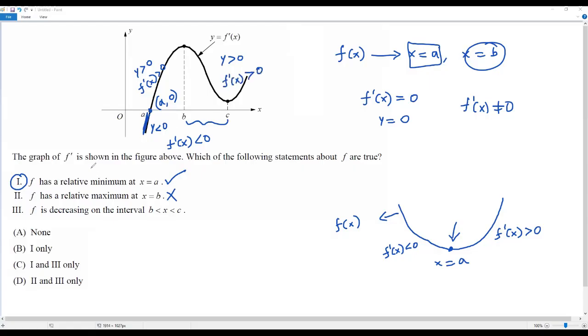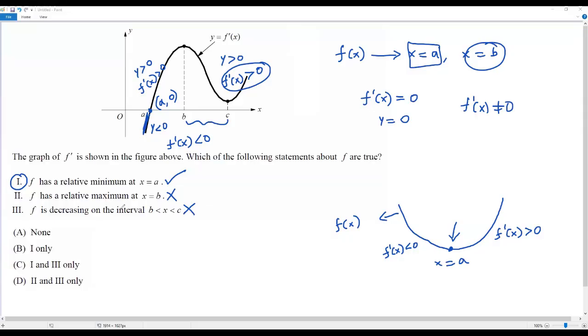So the slope of the original function f of x is positive in this interval b less than x less than c. Since the slope of the original function f is positive, f must be increasing in this interval. But statement 3 says f is decreasing. So this one is also false.